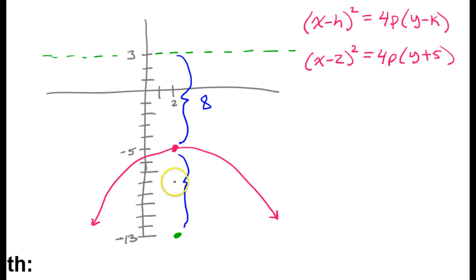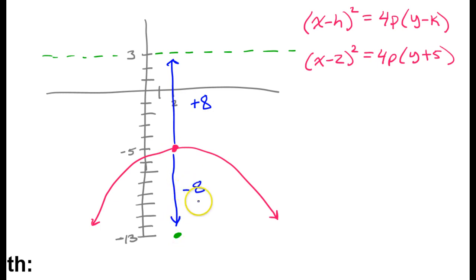However, the direction matters. Because this is down, okay, maybe I'll put it as an arrow instead. When I looked at the directrix it was up 8. So that's positive 8 in that direction. But when I look towards the focus, I'm going down 8. That's why p is equal to negative 8. Okay, because it's down 8.